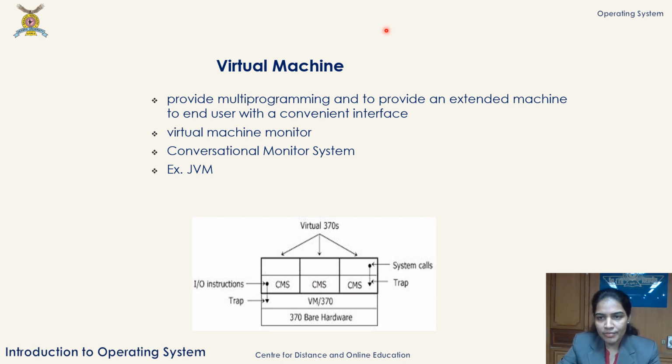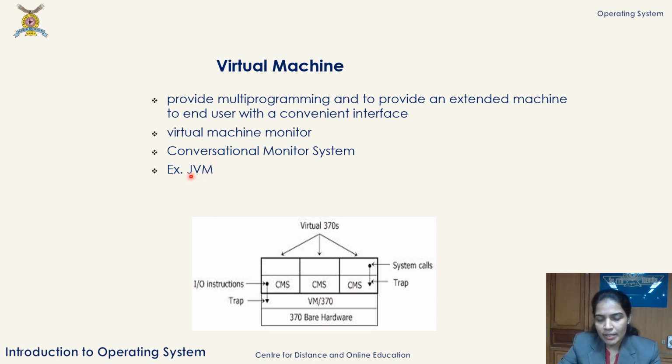On the original VM/370 system, it runs on the bare machine, while the virtual machines run the Conversational Monitor System, CMS, which is for interactive time-sharing users. When CMS executes a system call, the call is trapped to its own virtual machine, not to VM/370. The CMS then issues a hardware input/output instruction to carry out the system call.